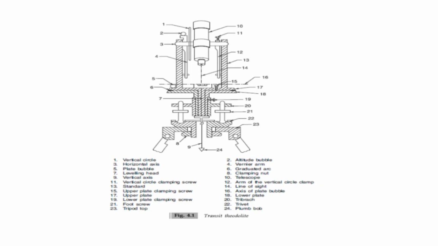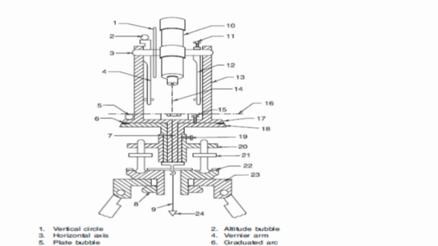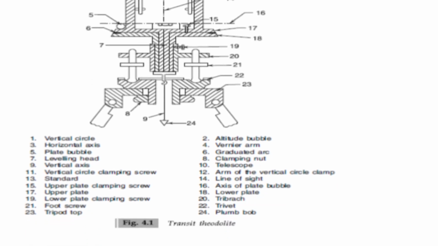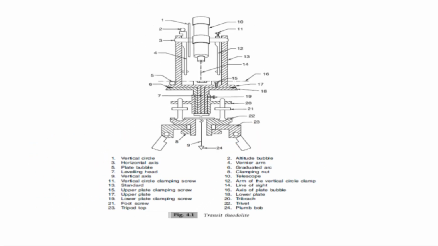This is the theodolite setup. In this setup, points are noted 1, 2, 3 up to 24. Each and every point is noted here. 1 is the vertical circle, 2 is the altitude bubble, horizontal arc, vernier arm, like that, up to 24, which is the plumb arm. This is the theodolite setup.